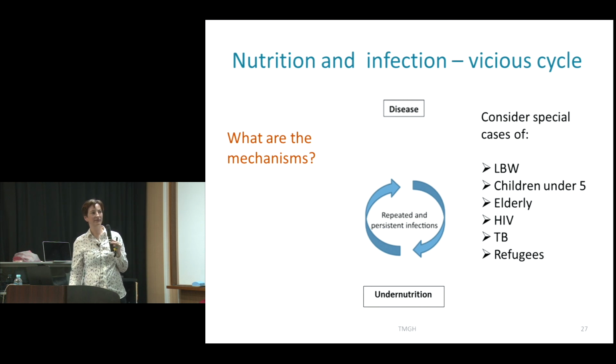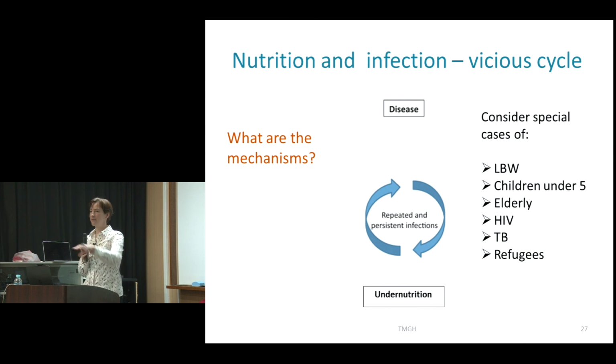So now the practical. We've talked a lot about this cycle between nutrition or undernutrition and infection and disease. But I want you to think a bit more about what these processes are. How are these things happening? And to consider the special cases of low birth weight infants, and perhaps the elderly. Some of you might have specific interests in these groups of patients. Maybe HIV patients, or just general children under 5, TB patients, refugees.